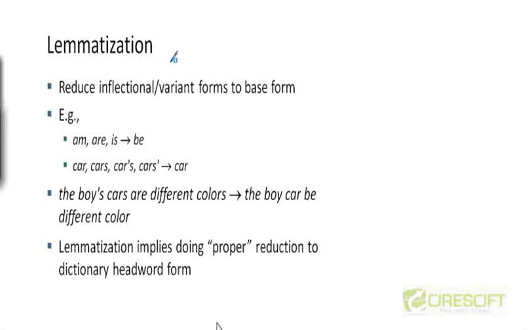Okay, so let's look at something called lemmatization. This is a sophisticated natural language processing technique for normalization.